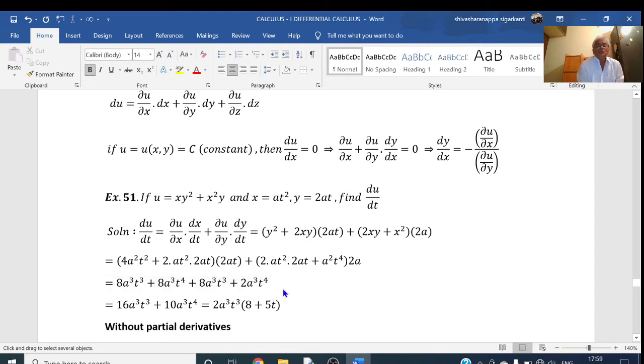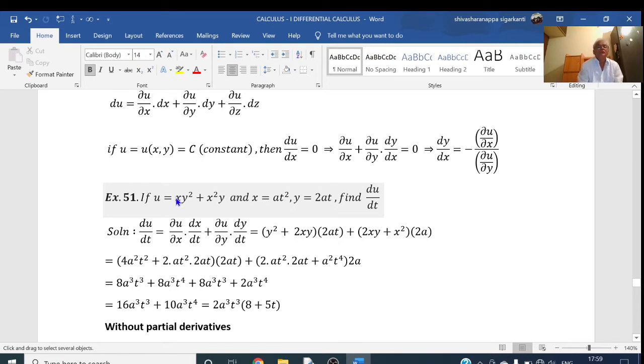Now, without using these partial derivatives also, we can find out the differentiation of u with respect to t, that is du by dt. What we need to do here is, we have to write u as a function of t. That is, by substituting for x and y, we can make this as a function of t. Then u becomes a function of the single variable t, then directly we can differentiate.